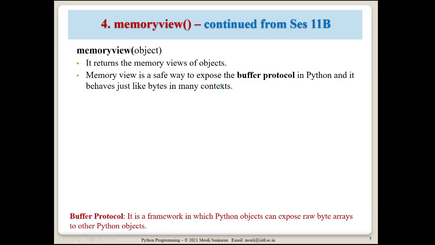Memoryview is a safe way to expose the buffer protocol. I will not go deeper into the buffer protocol. It's a framework in which Python objects can expose raw byte arrays to other objects. As I mentioned yesterday, a byte array is a representation of how an object is in the memory, and it is an abstract and short form that takes contiguous memory locations.